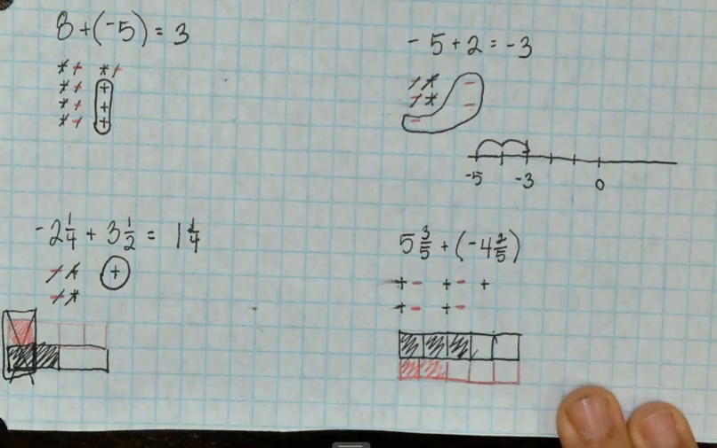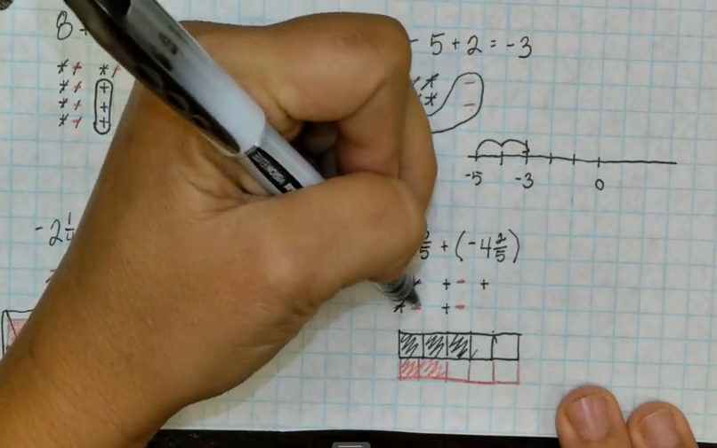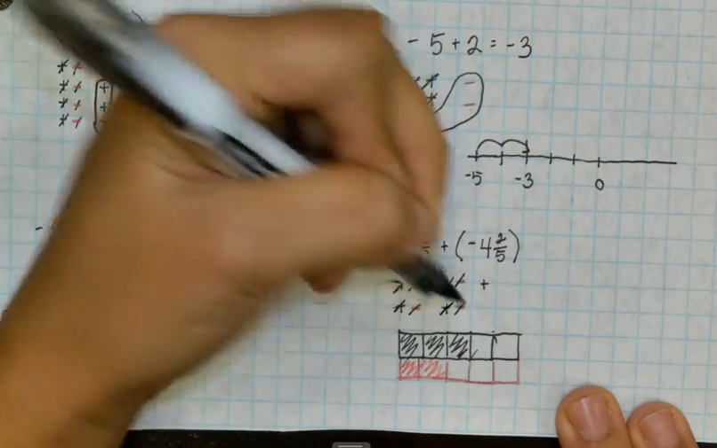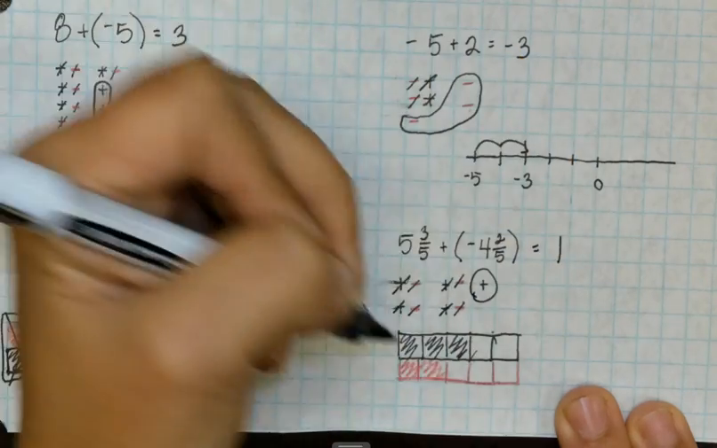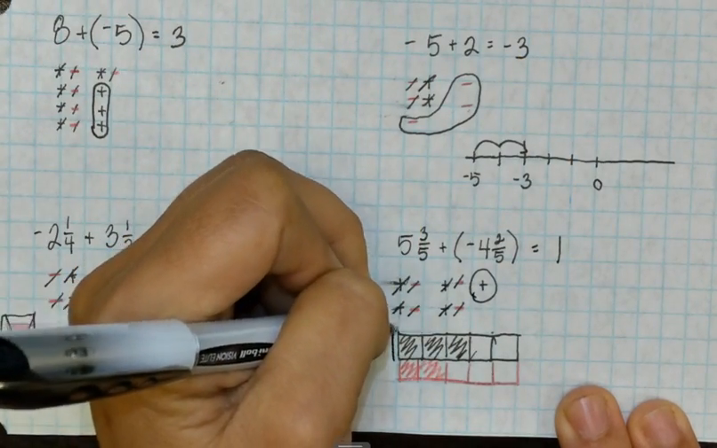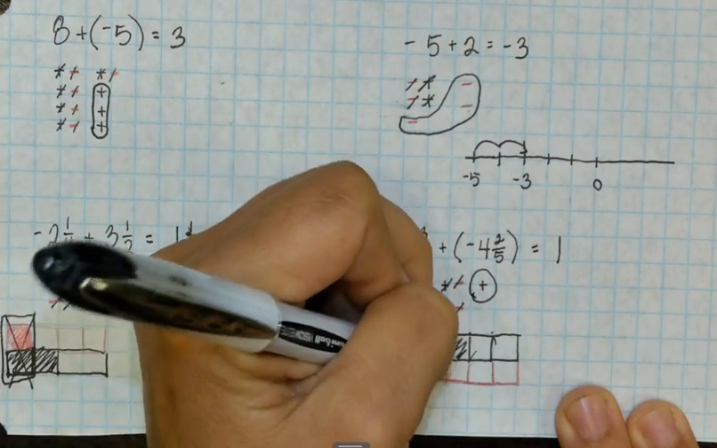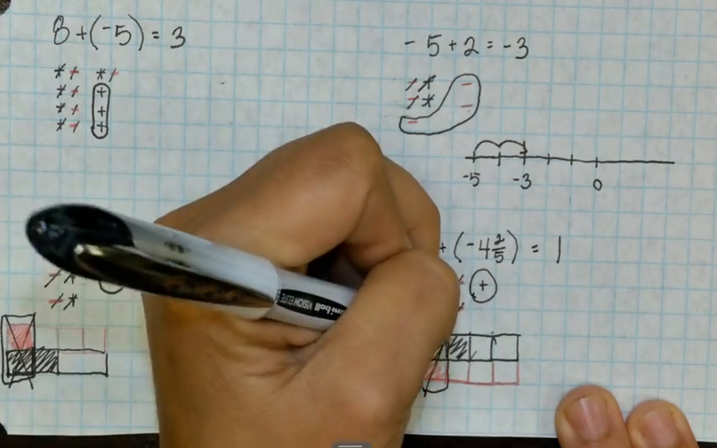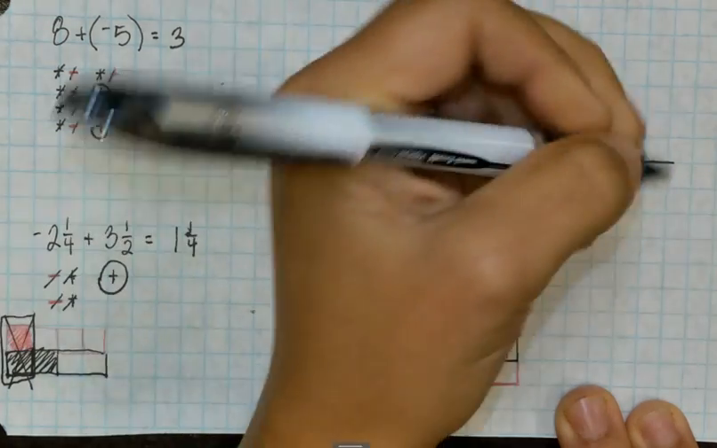There's 2/5. Okay. Canceling things out. That cancels, that cancels, that cancels, and that cancels. What we're left with is 1 whole. Now let's deal with our fractional parts. That crosses out. That crosses out. And we are left with 1/5. 1 and 1/5 is our final answer.